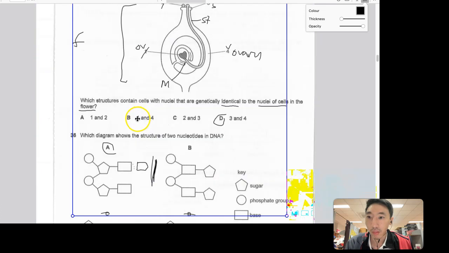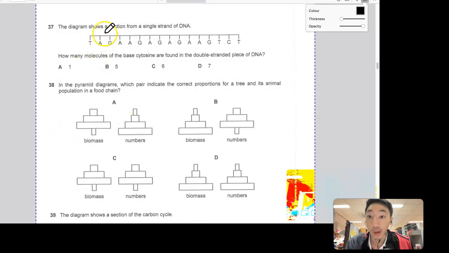Then question 37. This shows a section from a single strand of DNA. How many molecules of the base cytosine are found in the double-stranded piece of DNA? Okay, so then I have to multiply. First of all, I count the number on this strand. So I got 1 here. And then I have to see on the complementary strand, right? So I just write out whichever C I need. So there's a C here, C here, C here, C here, C here. Okay, so I only count the C's, right? 1, 2, 3, 4, 5, 6. Okay, double check that I didn't miss anything. No more C's at the top, no more C's at the bottom. So there are 6.